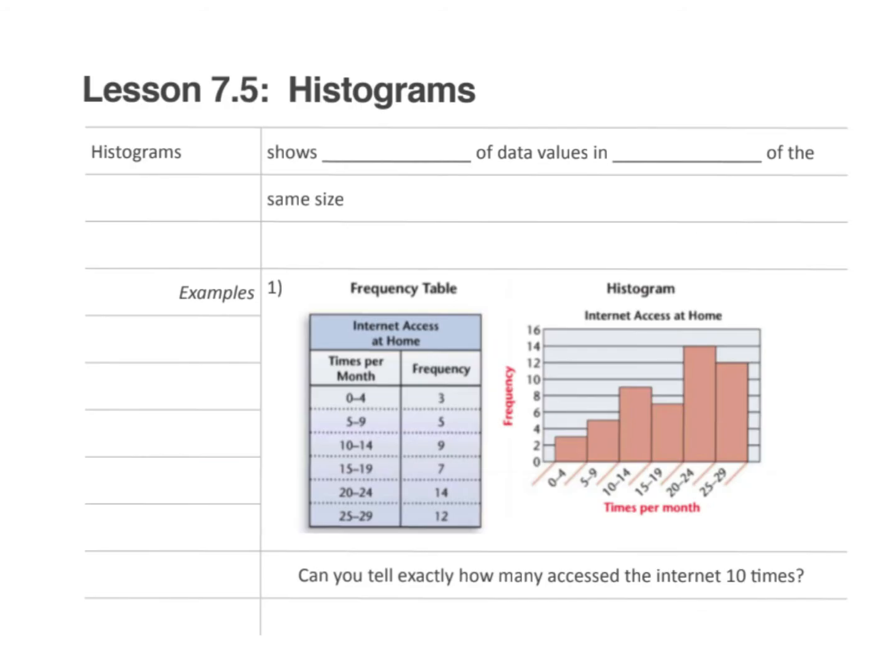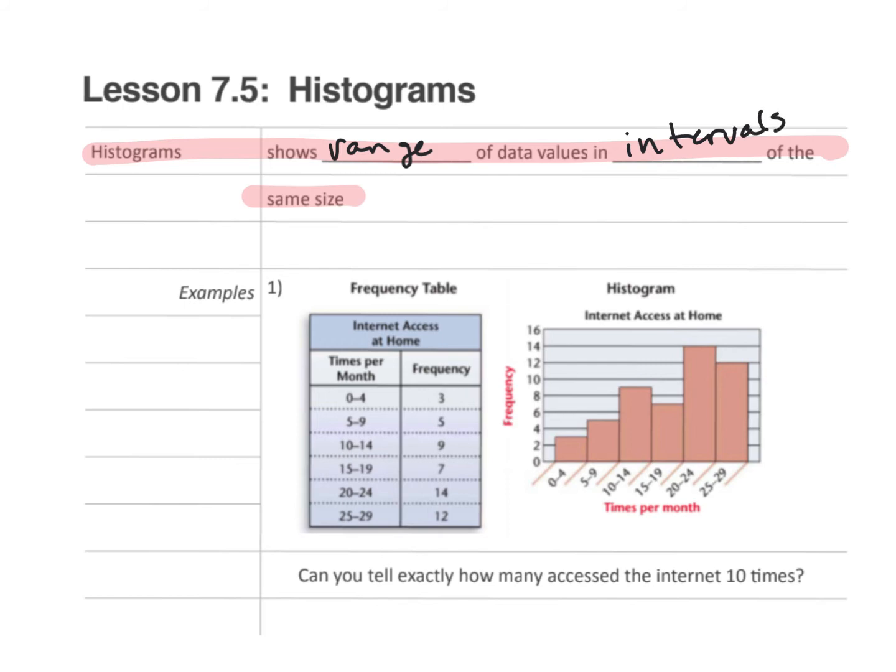So now let's move on to histograms. And histograms are slightly different than bar graphs. So again, we're going to start with what goes into your notes. And we're going to fill in the words. This shows a range of data values in intervals is the best word to say it. Intervals of the same size.